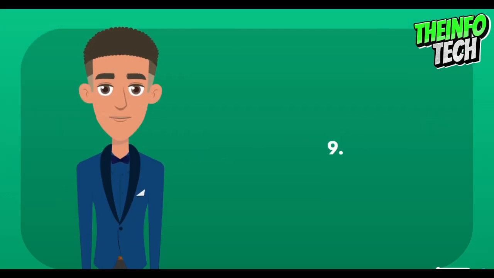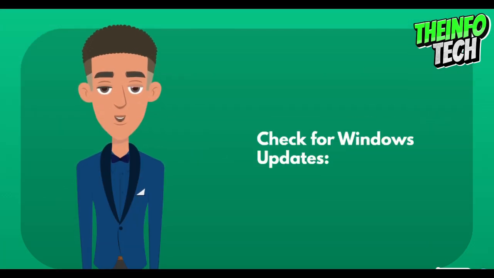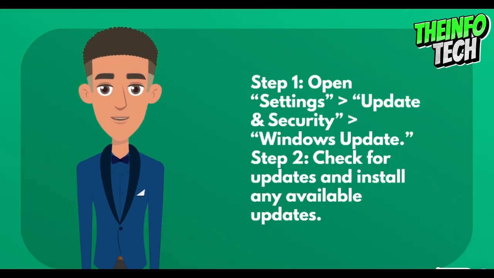9. Check for Windows updates. Step 1. Open Settings, Update and Security, Windows Update. Step 2. Check for updates and install any available updates.